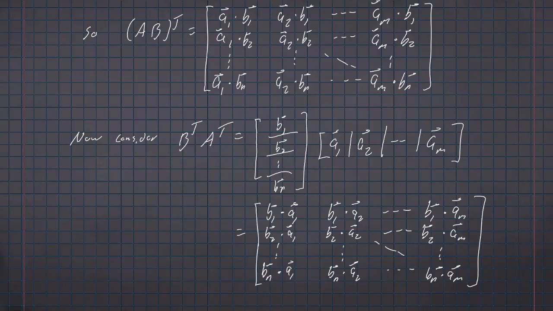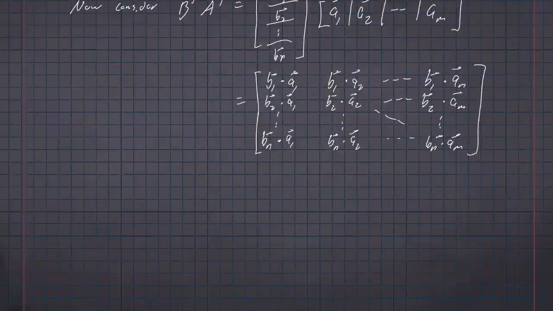And very surprising, I'm sure, this looks incredibly familiar to us. Still on the screen conveniently. AB transpose had A1 dot B1, A2 dot B1. B transpose A transpose has B1 dot A1, B1 dot A2, and so on like that.